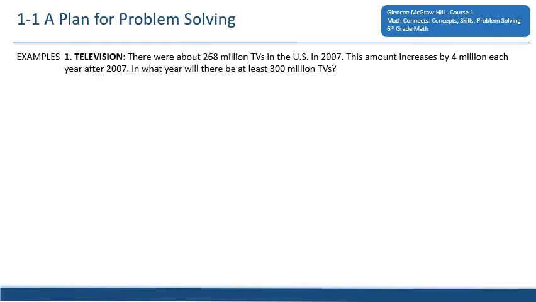Examples. Number 1, television. There were about 268 million TVs in the US in 2007. This amount increases by 4 million each year after 2007. In what year will there be at least 300 million TVs?